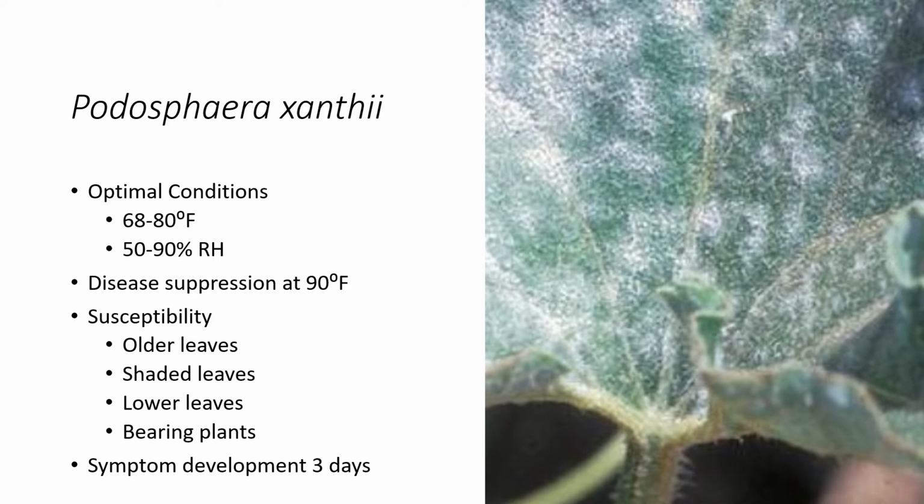In general, older leaves are the most susceptible, those that are shaded or in the inner canopies of plants, any lower leaves, and plants that are in the reproductive stages, so leaves on bearing plants. Usually after infection, symptoms start developing within 3 days, so a very rapid life cycle.